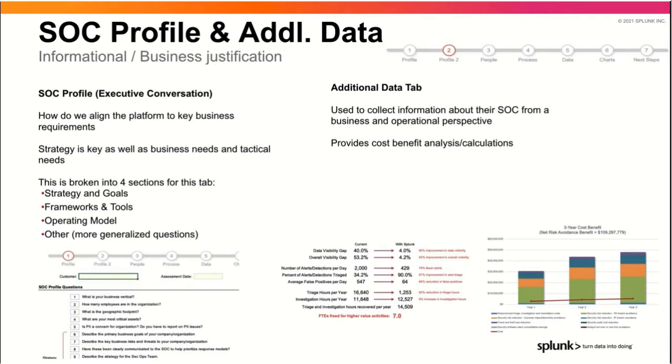Then there's another tab where we talk more in terms of the business justification of doing this as a program, how it's going to be important to you, how it's going to actually help you save money, how we're going to help you increase visibility, reduce false positives, and reduce the amount of time you're spending on triage and investigation so that you can go do more high value activities like threat hunting, for example, and get rid of a lot of those mundane tasks that we're used to doing within security operations.